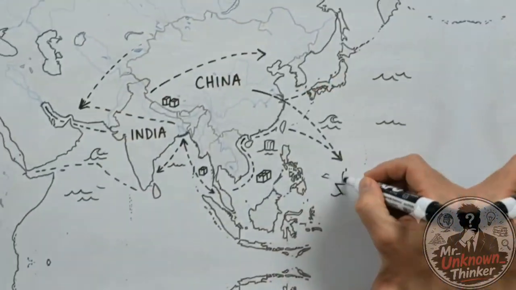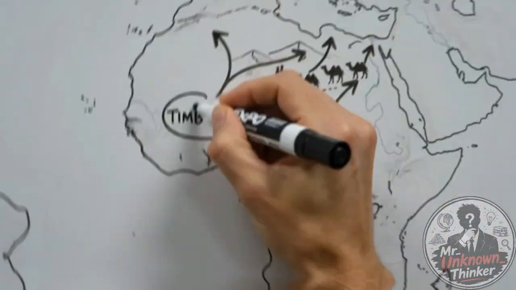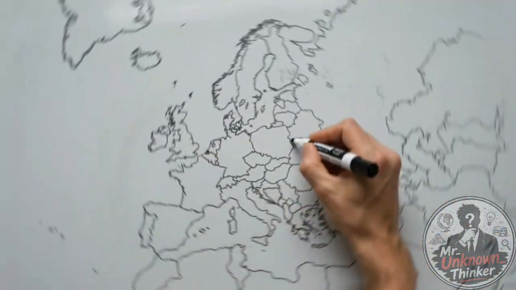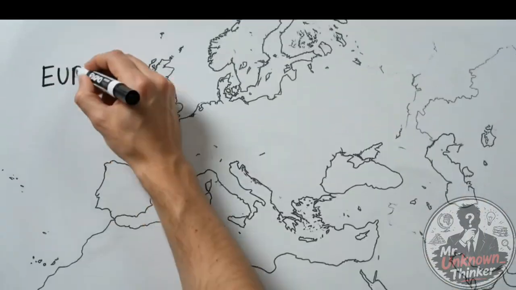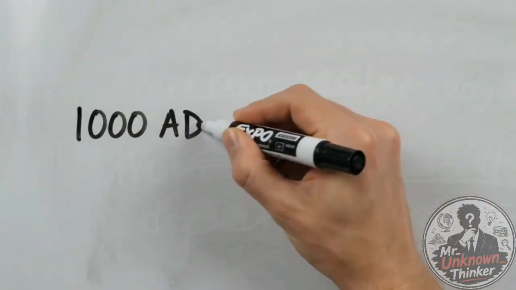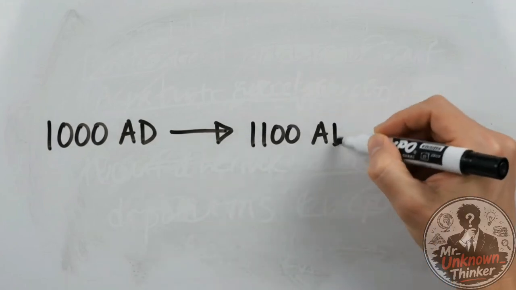Over the next 1,000 years, wars, exploration, trade, revolutions, and the rise and fall of great civilizations would completely redraw our planet. In the next few minutes, you'll watch the world transform one century at a time. Let's begin in the year 1000.